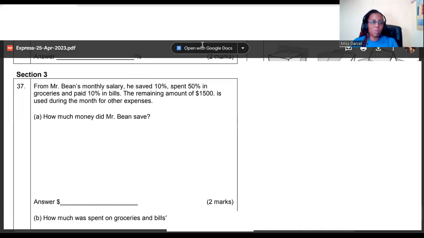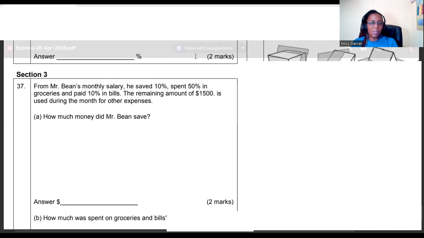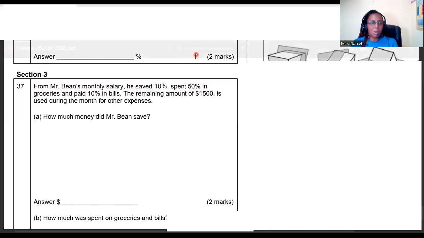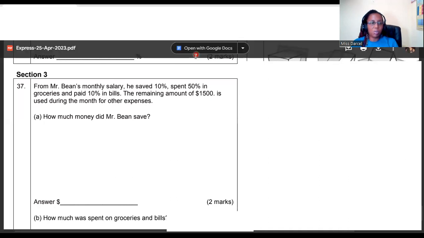All right, so let's read the question. From Mr. Bean's monthly salary, he saved 10%, spent 50% on groceries, and paid 10% in bills. The remaining amount of $1,500 is used during the month for other expenses. So the question has two parts. Part A, how much money did Mr. Bean save? And part B, how much was spent on groceries and bills?